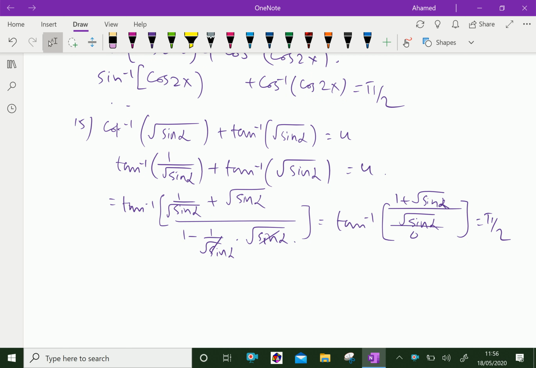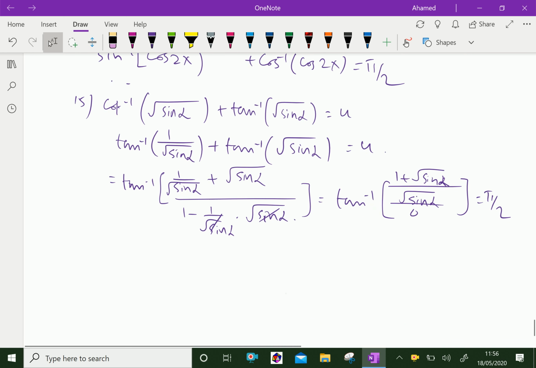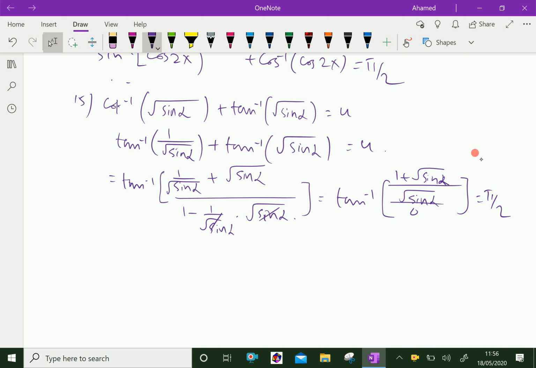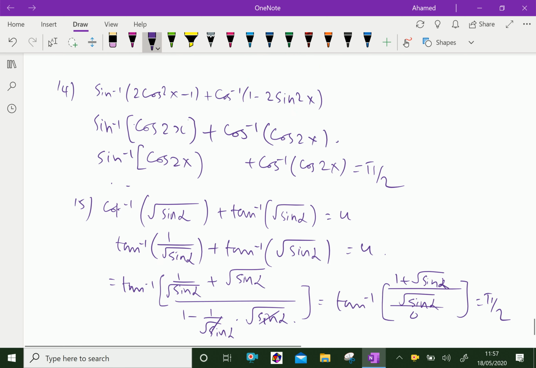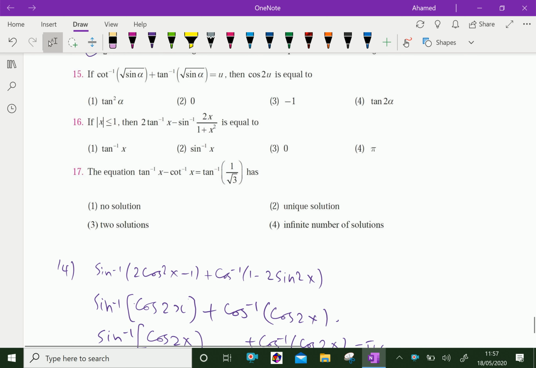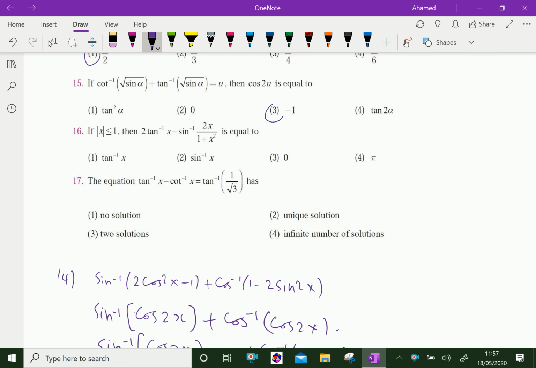Therefore, we have u equal to pi by 2, then we need cos 2u. This is u equal to pi by 2. We need cos of 2u equal to cos of 2 into pi by 2 equal to cos pi. We know that cos pi equals minus 1. Therefore, the option is minus 1. We have done.